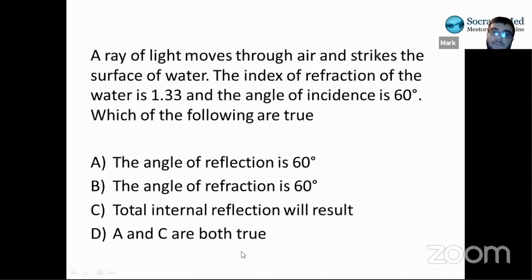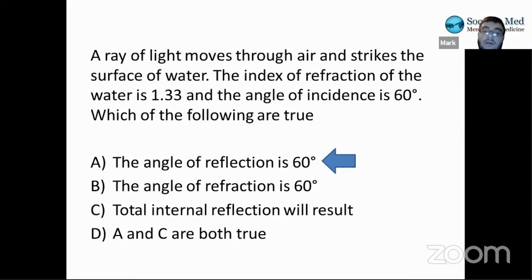So 80% picked A, right? Which is the correct answer. The angle of reflection is 60 degrees, which I'm very happy about. Like I mentioned, the angle of incidence you have to know is the angle that it comes in at, right? For reflection, the angle it comes in at is the angle it comes out at. So 60 comes in, 60 comes out.